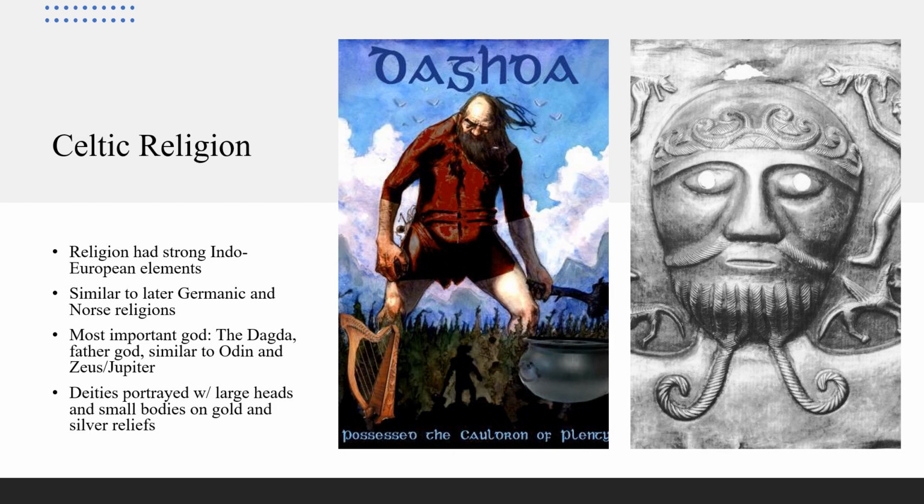When you see religious art amongst the Celts, they portray their gods with very large heads and very small bodies. And these reliefs are usually made out of gold and silver. So they're not making their visual art of gods very realistic. Perhaps they're trying to capture more the elements and attributes these gods represent rather than an actual visual image of the gods, which of course is very different than how the Greeks and the Romans portrayed their gods as basically bigger, more powerful versions of humans.